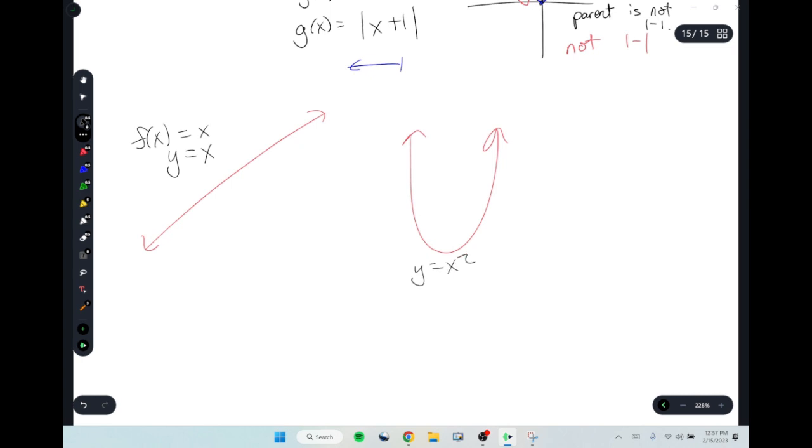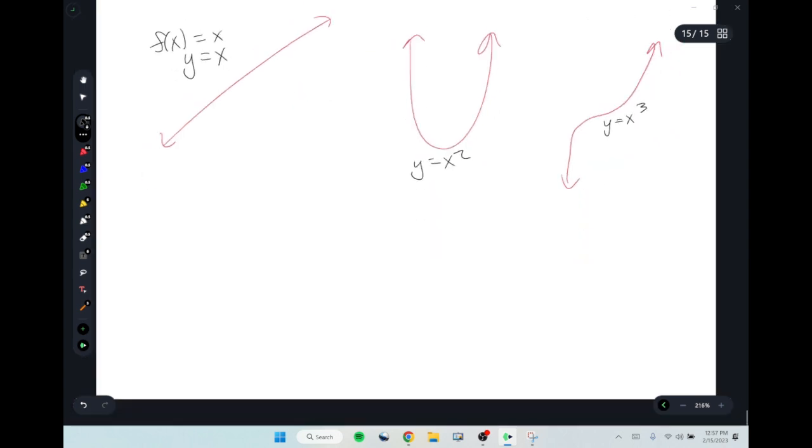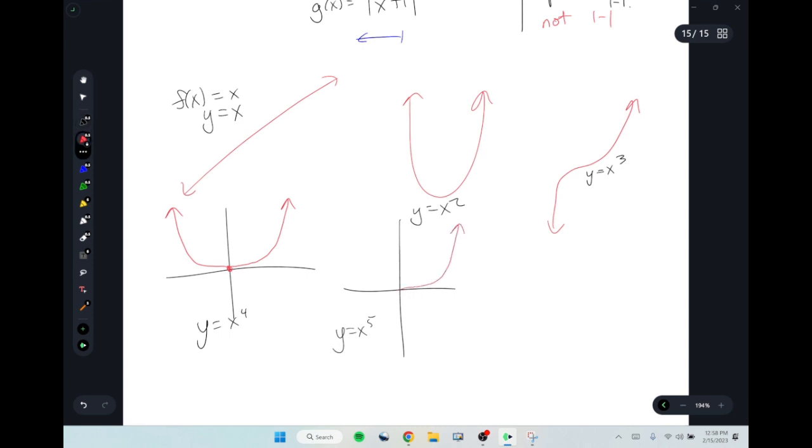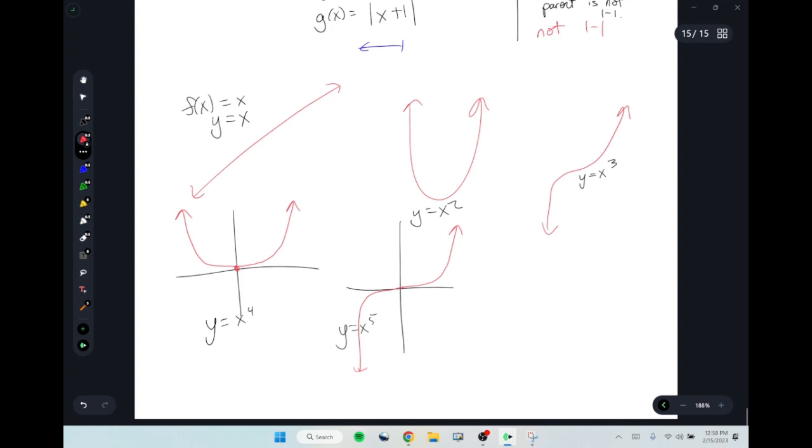All right, parabola. Y equals x squared. Y equals x cubed, a little squiggly snake looking thing. Y equals x to the 4th looks almost exactly like the parabola, just a little wider at the bottom. And x to the 5th is the same thing. Y equals x to the 5th looks almost exactly like the cubic. It just goes out a little longer before it does its stuff.